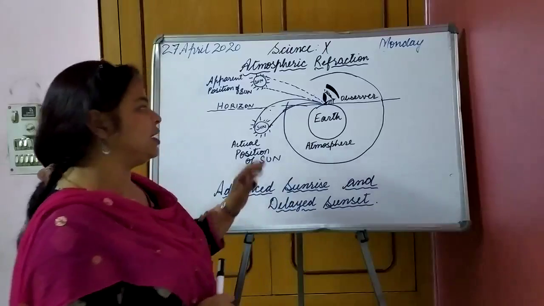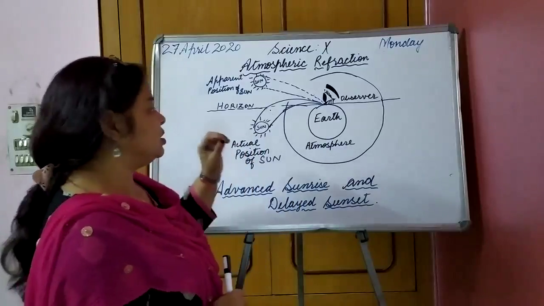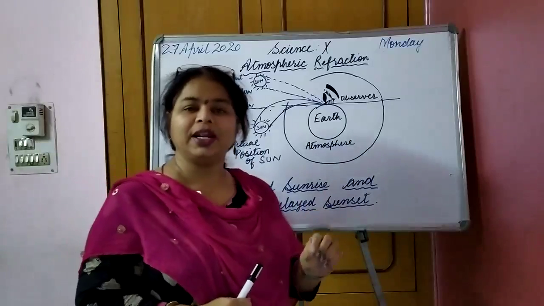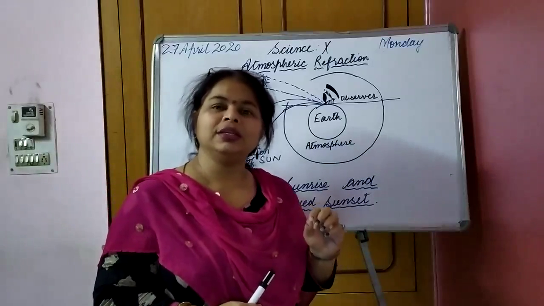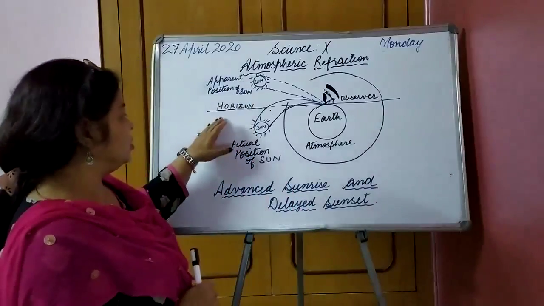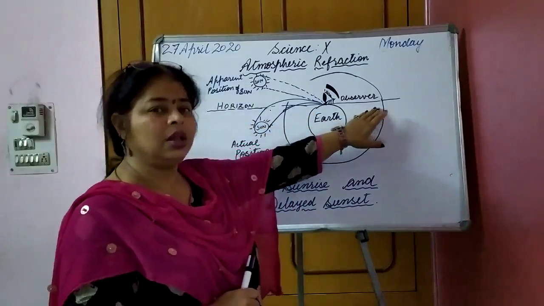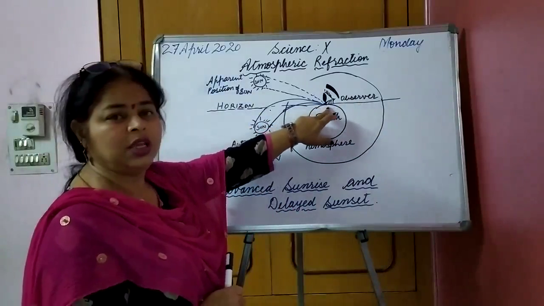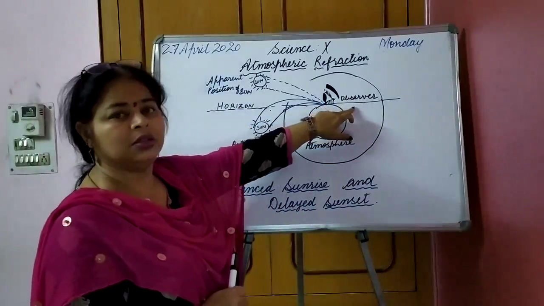Okay, now let us see the next concept, and that is that the sun appears to be flattened like this at sunrise and sunset. Let us see how it happens. Now, as you can see, this is the horizon, and the observer is always on this line, on the earth surface.